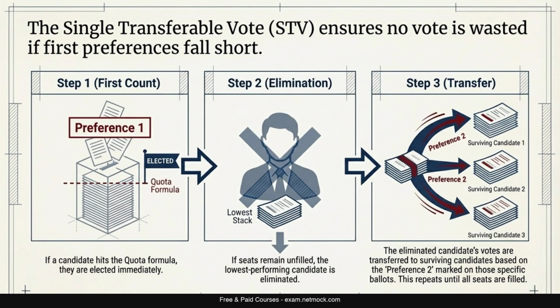The single transferable vote, or STV, ensures no vote is wasted if first preferences fall short. The process works in 3 steps. In the first count, if a candidate hits the quota formula, they are elected immediately. In the elimination step, if seats remain unfilled, the lowest performing candidate is eliminated. In the transfer step, the eliminated candidate's votes are transferred to surviving candidates based on the preference marked on those specific ballots. This process repeats until all seats are filled.